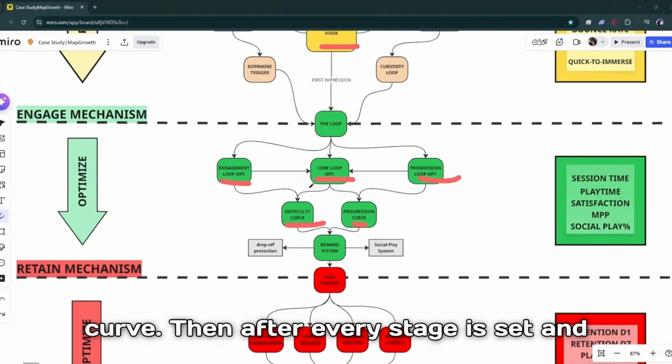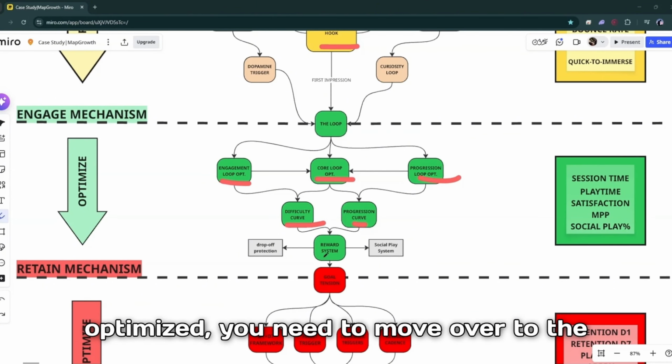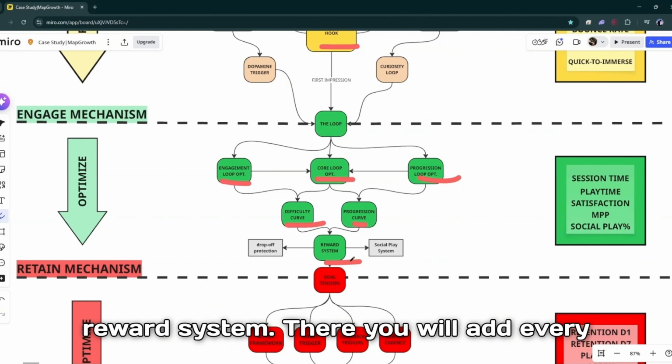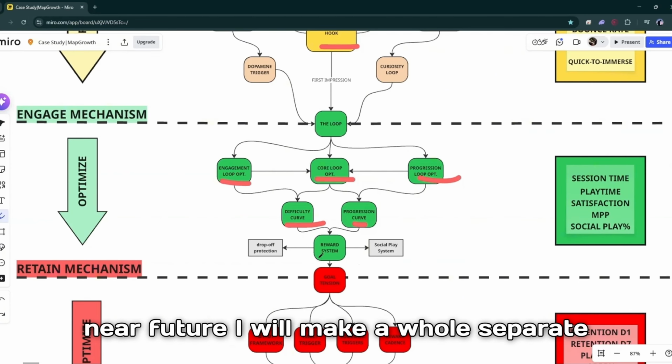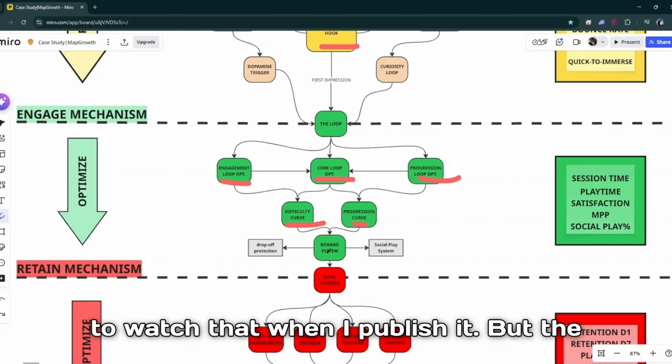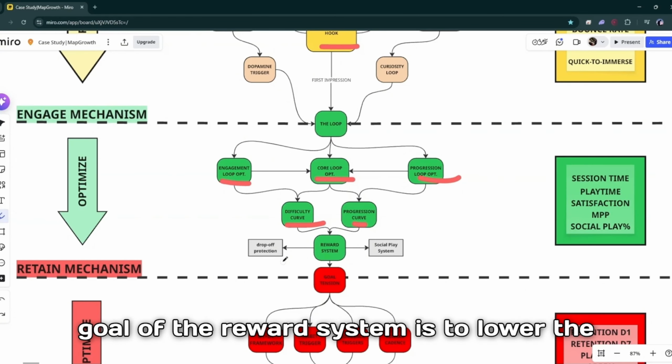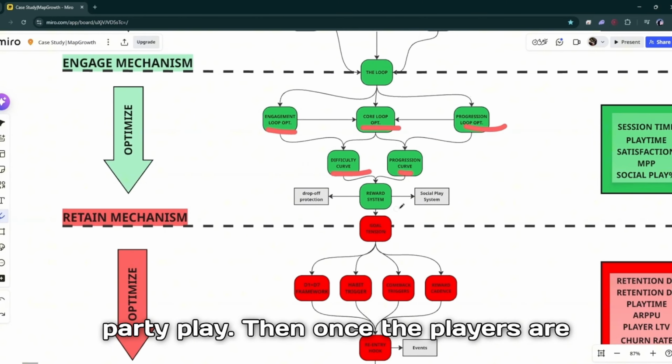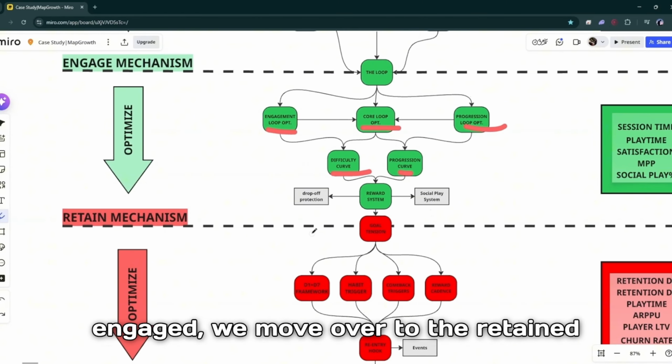Then after every stage is set and optimized, you need to move over to the reward system. There you will add every single reward system there is. In the near future, I will make a whole separate video on the reward systems, so make sure to watch that when I publish it. But the goal of the reward system is to lower the drop-off and also increase the social party play. Then once the players are engaged, we move over to the retain mechanism.